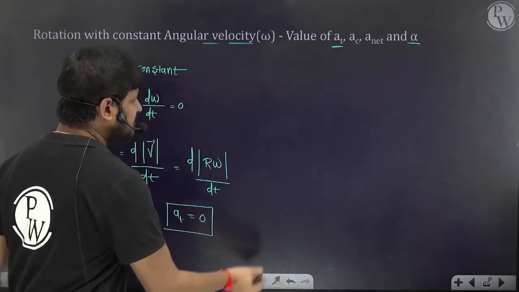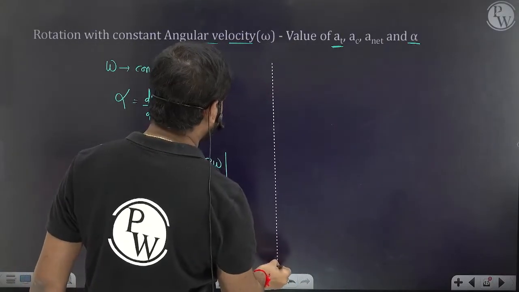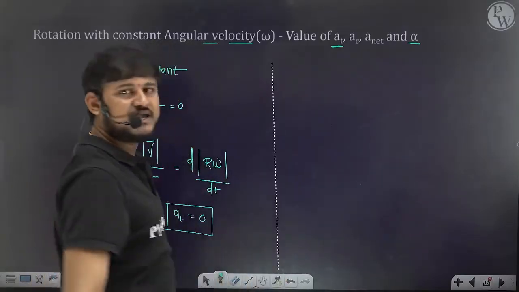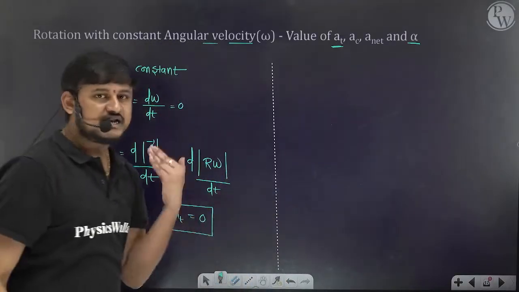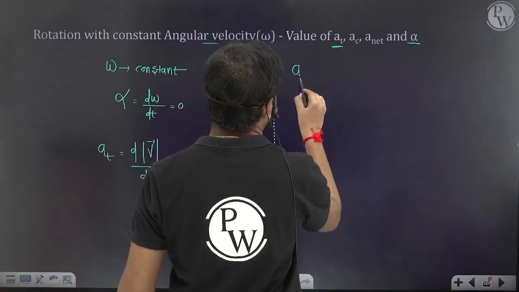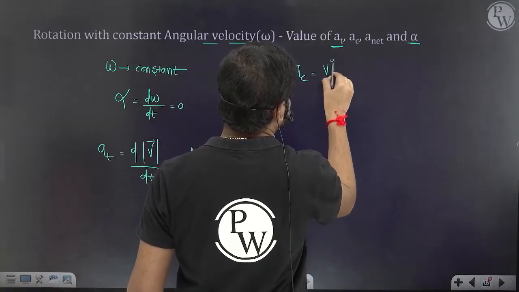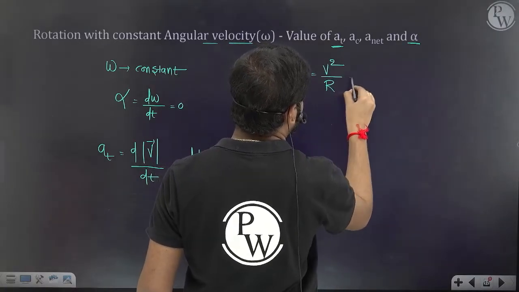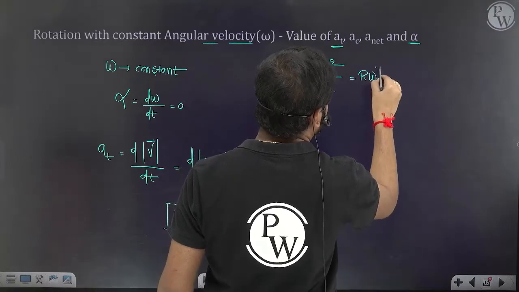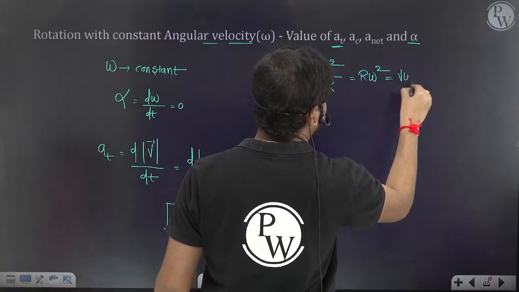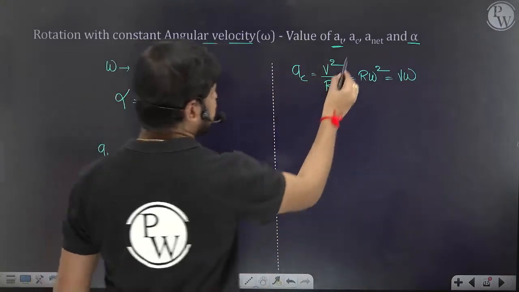Now what will be the centripetal acceleration? The centripetal acceleration will always be there, along the radius. What is the centripetal acceleration AC? Either you can write v square by r, or r omega square, or v omega. So the AC part is also done.